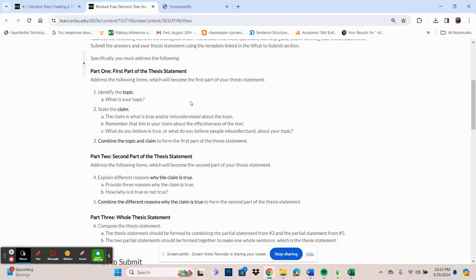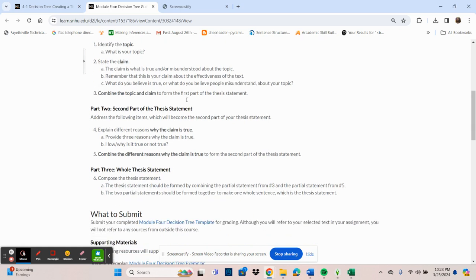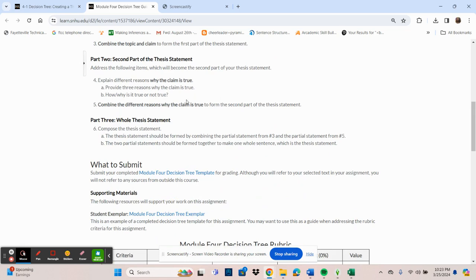Okay? And if you look at your exemplars, there are really good examples of a thesis statement that would work for this type of assignment. Part 3, compose the thesis statement. So this is just when you put your statements together. The thesis statement should be formed by combining the partial statement for number 3 and the partial statement from number 5. The two partial statements should be formed together to make one whole sentence, which is your thesis statement.